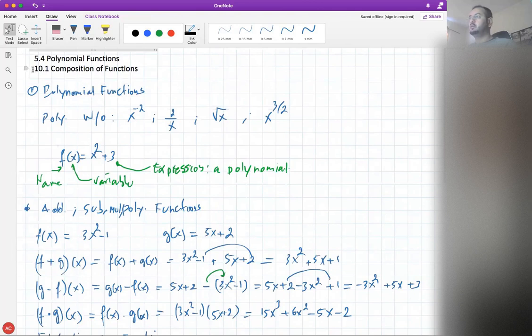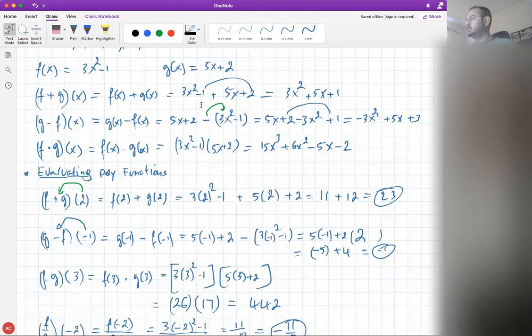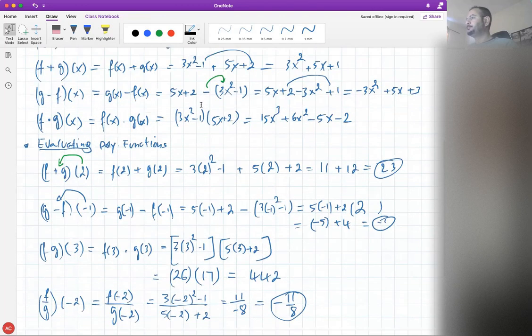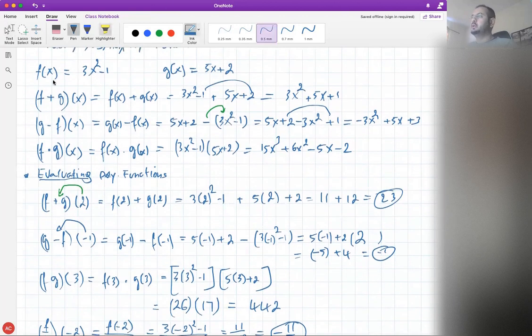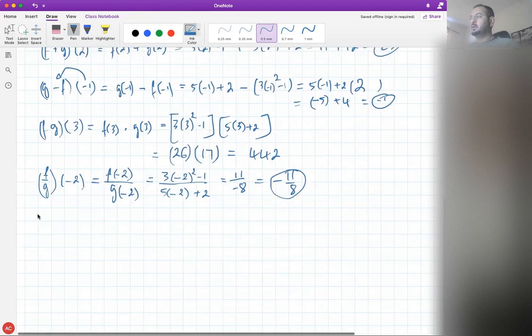And now, this is more interesting here. We're going to talk about composition of functions. So basically another operation we can do with functions. As you can see here, we added functions, we subtract them, we multiply, we can also divide them. The other thing we can do is composition of functions.